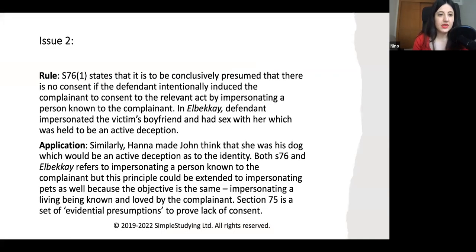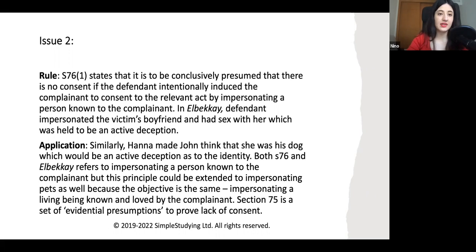Section 76 states that it is to be conclusively presumed that there is no consent if the defendant intentionally induced the complainant to consent to the relevant act by impersonating a person known to the complainant. In Albuquerque, defendant impersonated the victim's boyfriend and had sex with her, which was held to be an active deception. So as you can see here, we're identifying not only the relevant section for consent, but also a similar case.